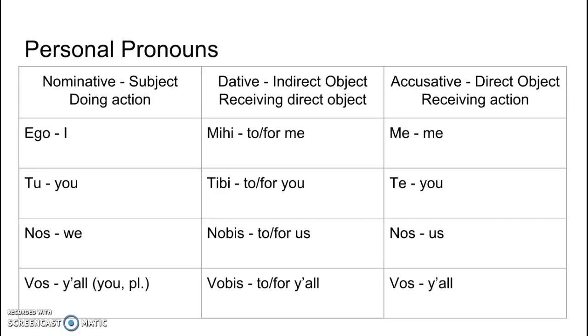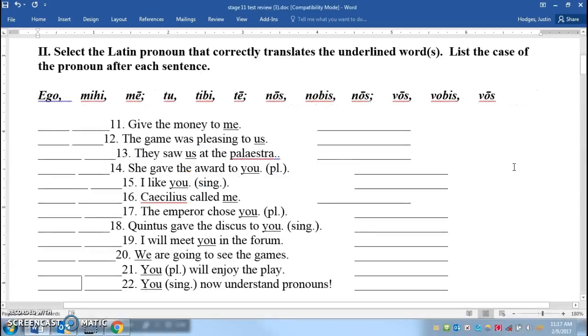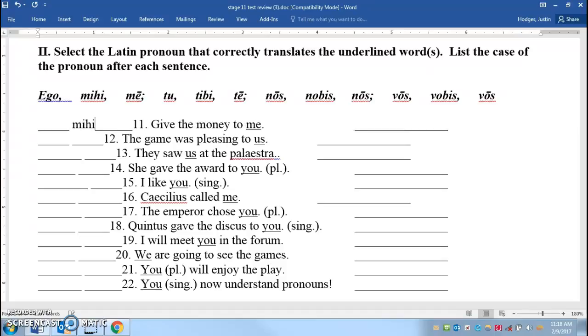These are definitely worth studying. These are on the test. So let's go back to the study guide. All right, so in this sentence, we have give the money to me. Well, that has to in front of it, and me is a form of I. So the answer for this one is going to be the dative form of ego, which is mihi.